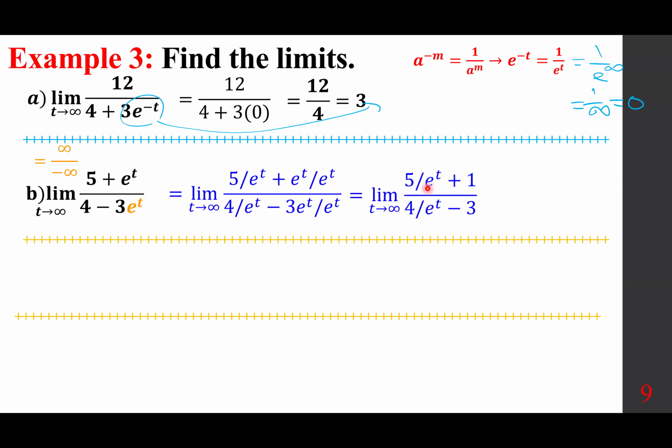So because t is approaching infinity, 5 over e to the power of infinity goes to 0, and this goes to 0. The answer is positive 1 over negative 3, which is negative 1/3.